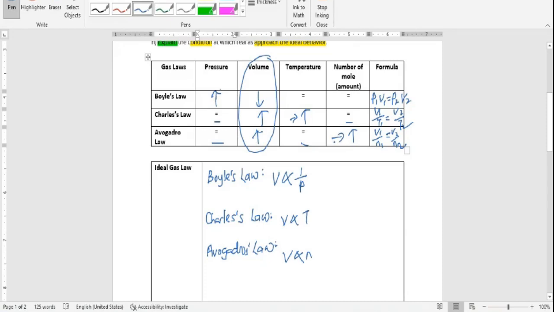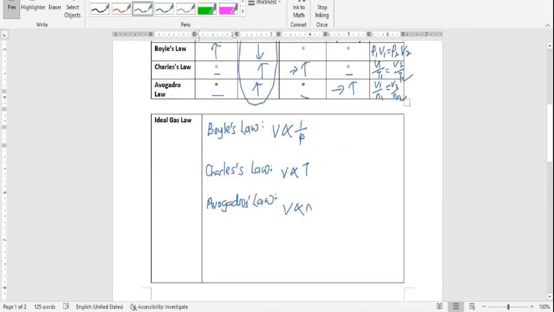or amount of substance. Based on this, mathematically, if you combine these 3 laws, you will get V directly proportional to nT over P. From here, PV is directly proportional to nT, and then we form a constant, the gas constant R. So we get PV equals nRT.